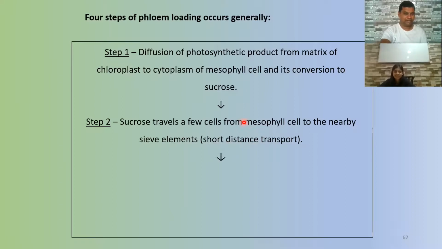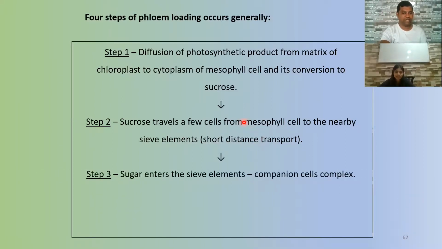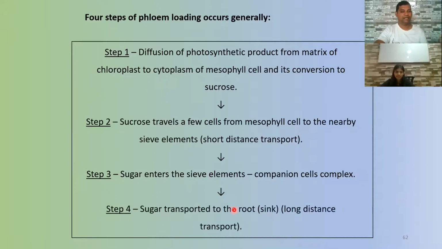And then the third step would be the sugar will now enter the sieve tube companion cell complex. Companion cell से होते हुए sieve tube में जाएगा तो phloem loading, and then it will be followed by the entire actual transport of the sugar from the root to the root, which is the sink cell. ये है long distance. Step phloem loading. Then comes phloem unloading.